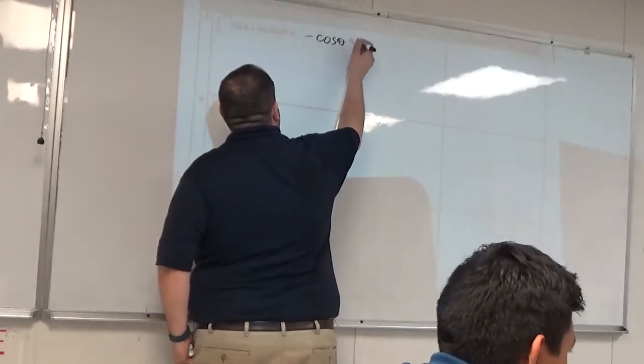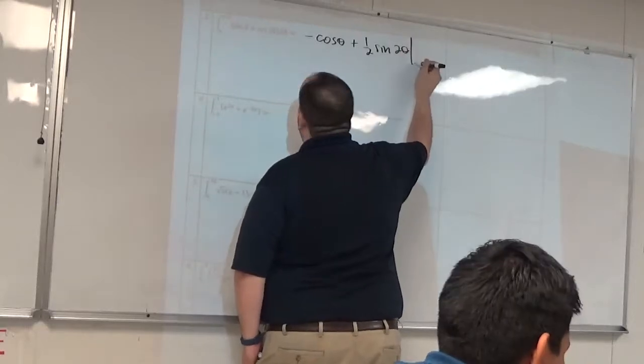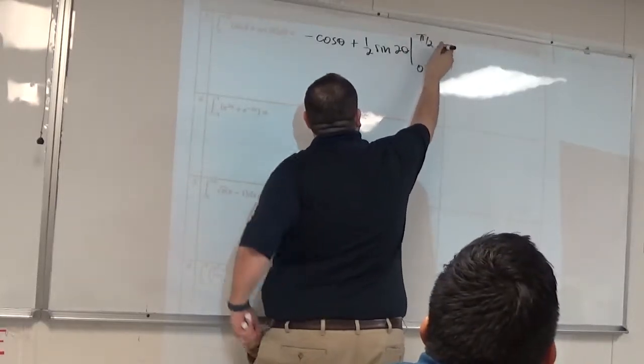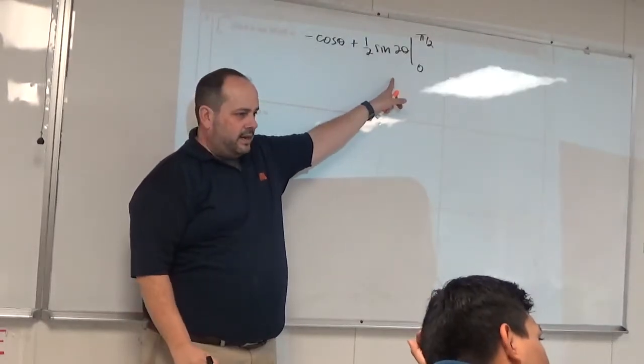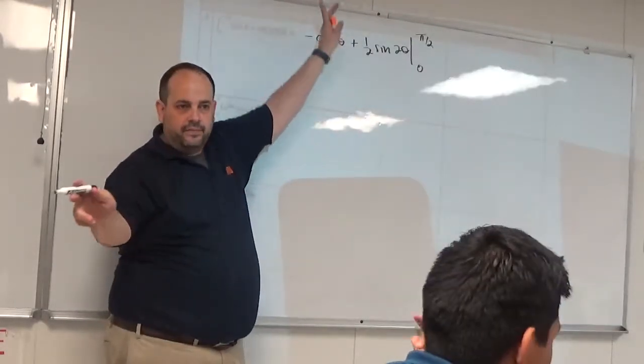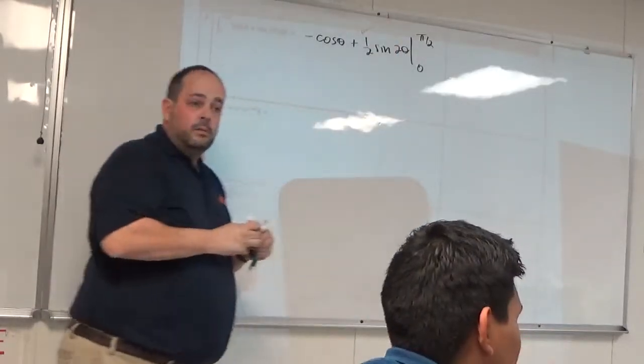A little bit of a check-in here. All is going well. You're in a good place. If you found the antiderivative, you get negative cosine theta plus 1/2 sine 2 theta. How many of you guys had that as your antiderivative? Congratulations, you just picked up your first point.